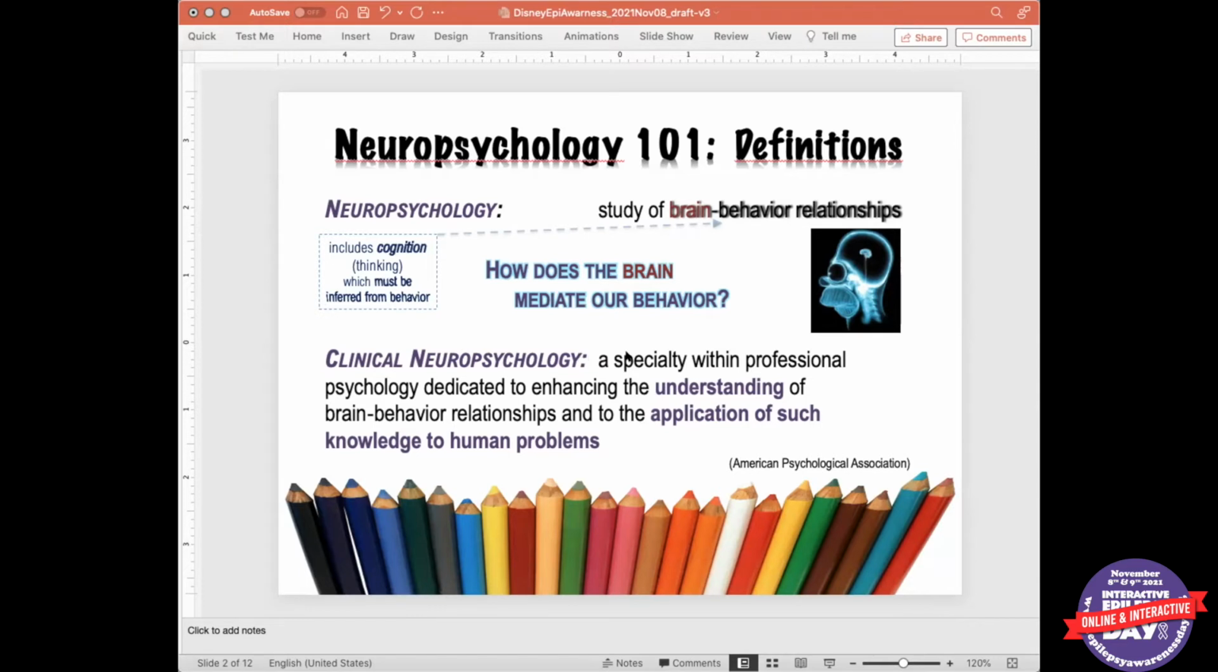Clinical neuropsychology is a specialty within professional psychology, so these are licensed psychologists, and the specialty is dedicated to enhancing the understanding of brain-behavior relationships and then to the application of this understanding to such human problems as epilepsy, brain tumors, anything really that affects the brain. That's the neuro part in neuropsychology. It refers to the brain, and that's really the focus of clinical psychologists who become neuropsychologists.